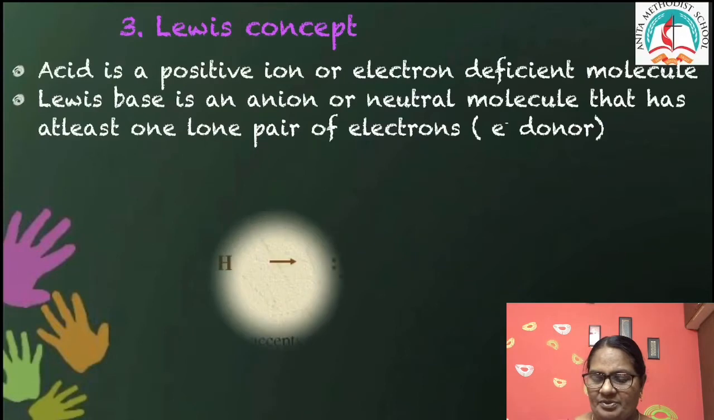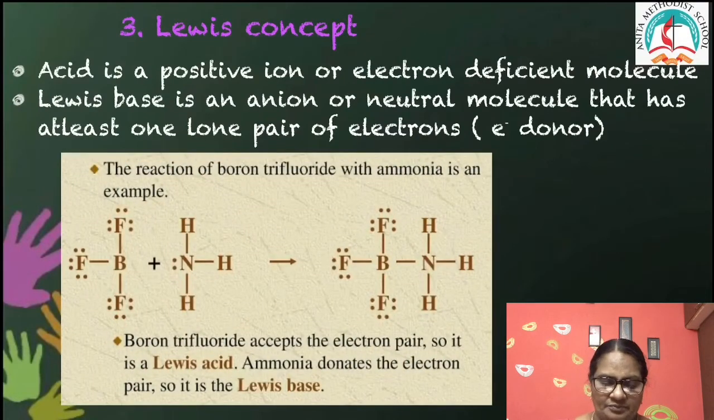Let's look at this example. I have boron trifluoride and ammonia. We know that boron trifluoride is an electron deficient compound. How is it electron deficient? Boron is a third group element. It has 3 electrons. Even after sharing the 3 electrons with 3 fluorine, it has only 6 electrons. For an atom to be stable, we need what? Octet. So boron has only 3 pairs of electrons, total is 6, and it needs 2 more electrons to be stable. That is why it is called an electron deficient molecule.